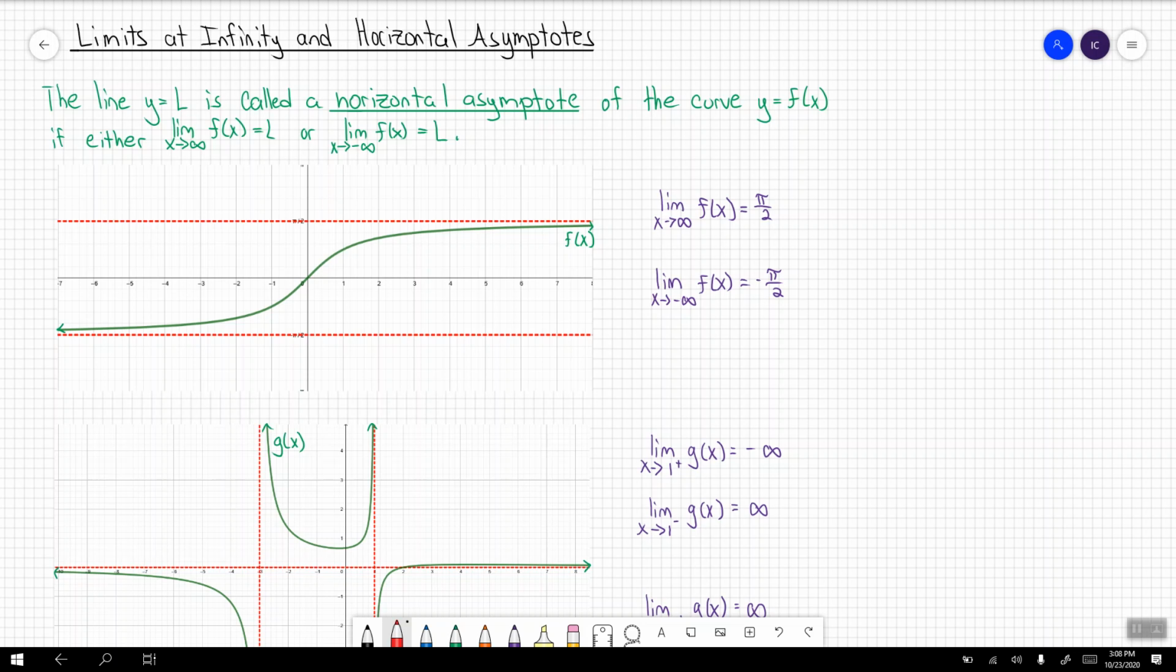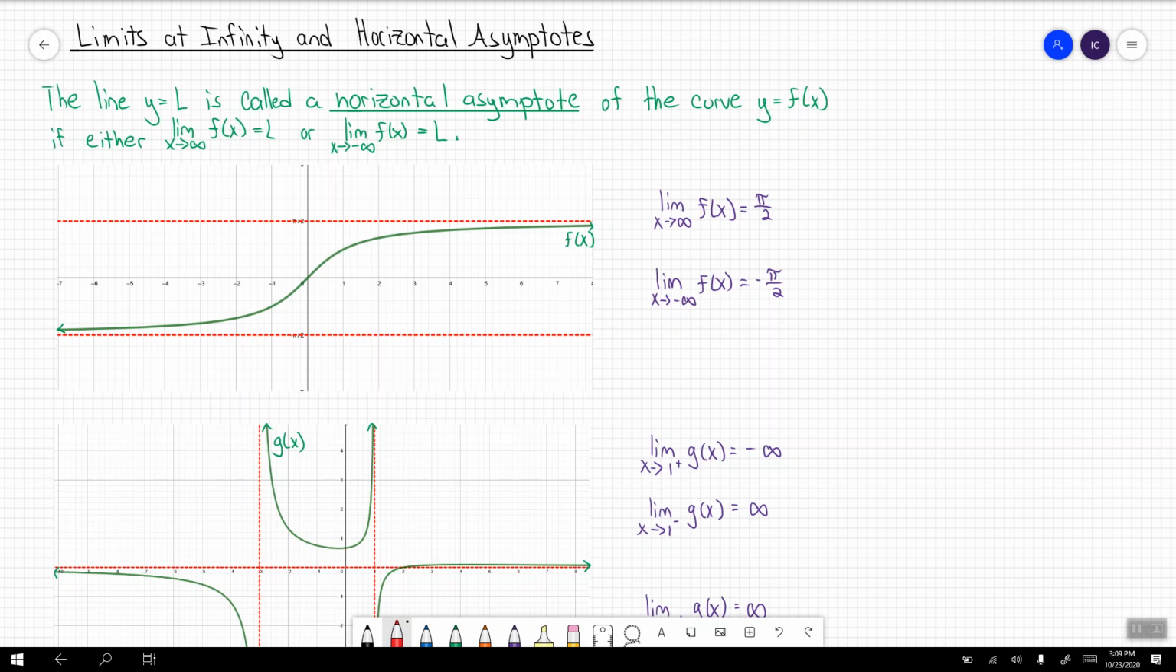Hi everybody, welcome back. In this lesson we're going to be looking at limits at infinity and horizontal asymptotes. Now we're going to start off with the definition where the line y is equal to L is called a horizontal asymptote of the curve y is equal to f of x if either the limit as x approaches infinity of f of x is L, or if the limit as x approaches negative infinity of f of x is equal to L.